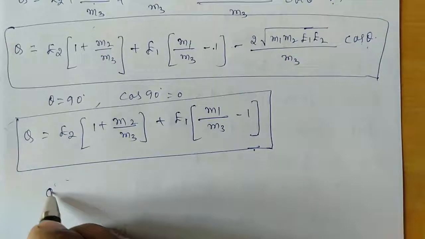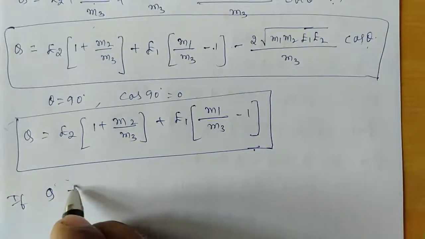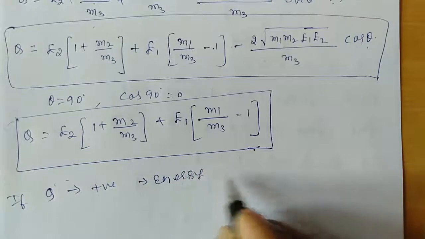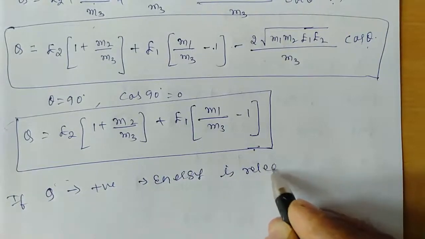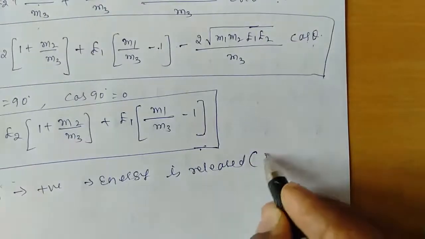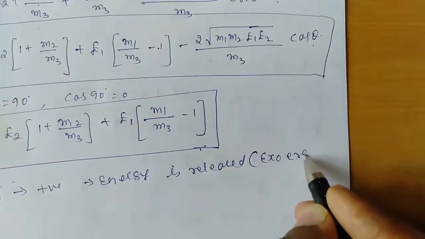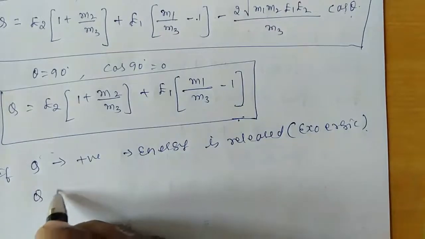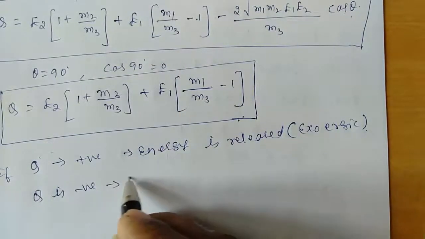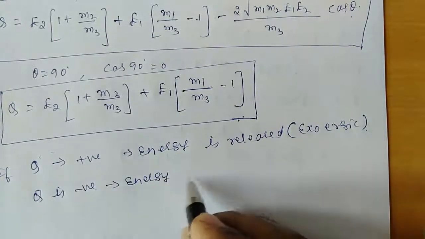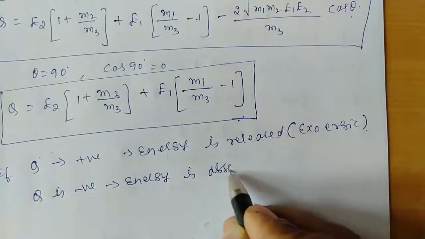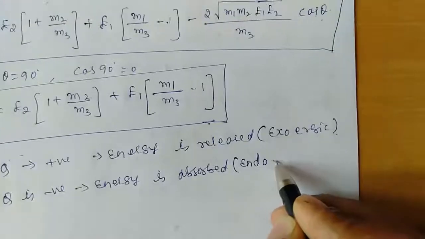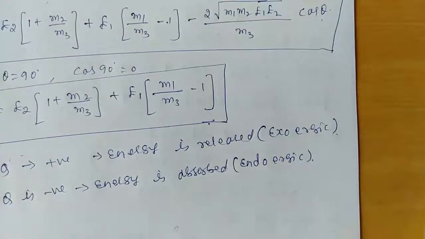Remember that if Q is positive, then energy is released, and such a reaction is called an exoergic or exothermic reaction. And if Q is negative, then energy will be absorbed, and the reaction will be known as an endoergic nuclear reaction.